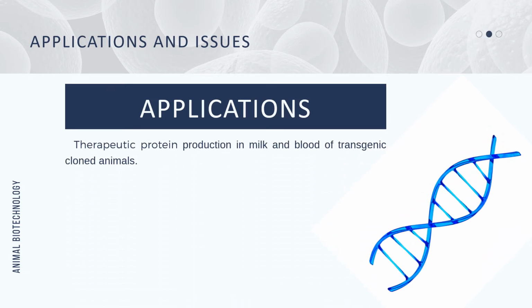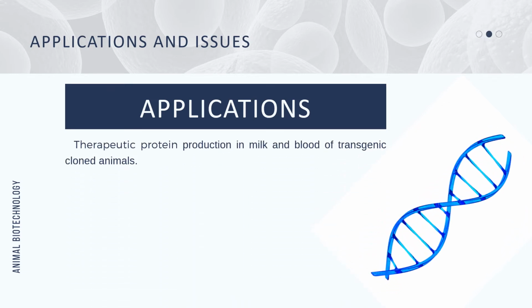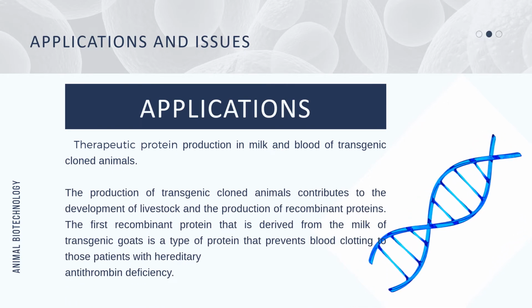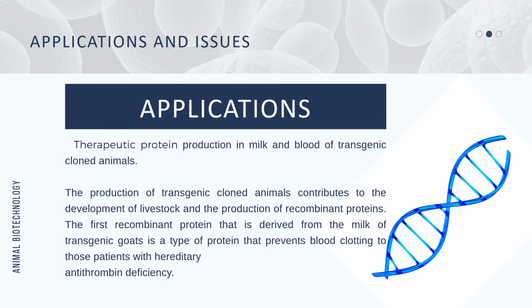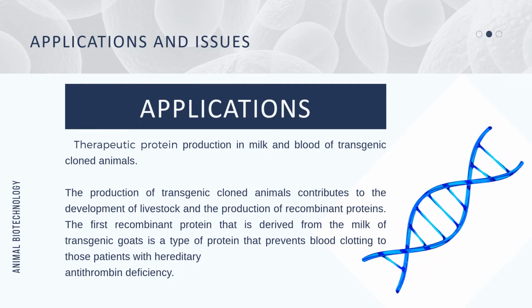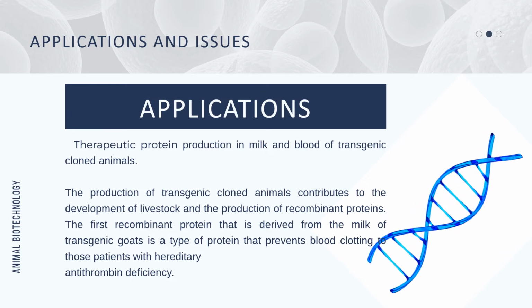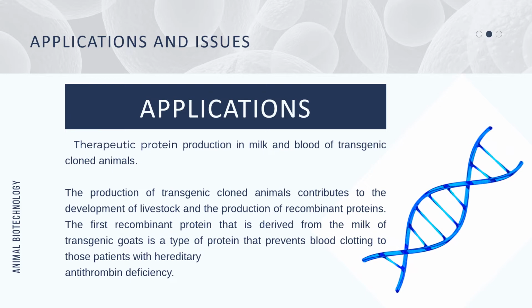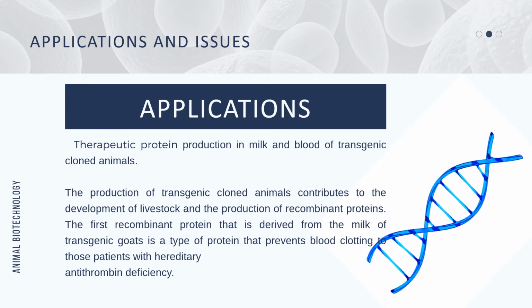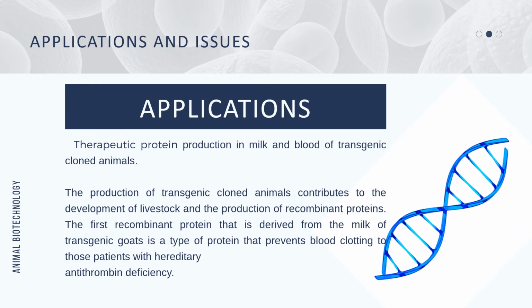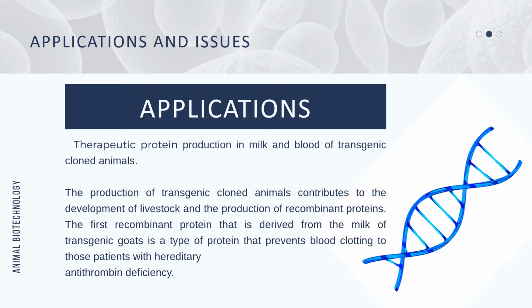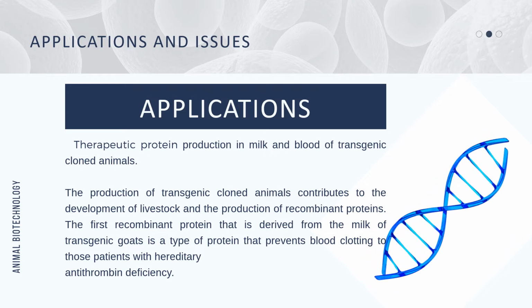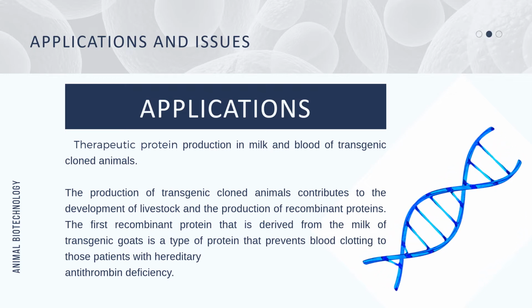First is the therapeutic protein production in milk and blood of transgenic cloned animals. Over 20 years ago, the therapeutic protein production of transgenic mammals started from the microinjection of genetically engineered structures into the pronucleus of a mouse zygote. The production of transgenic cloned animals contributes to the development of livestock and production of recombinant proteins. The transgenic cloned animals are known for their ability to produce monoclonal antibodies.